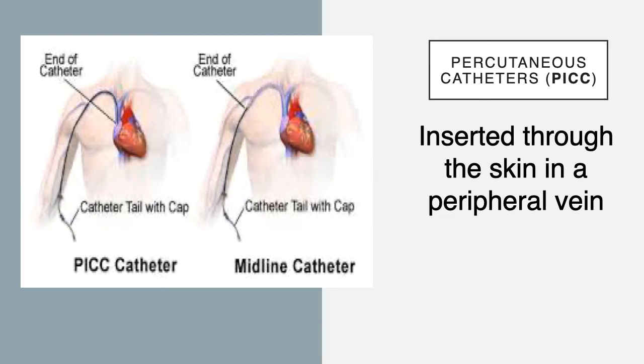A PICC line is inserted through the skin in a peripheral vein. You see, it's right at the brachial area, and it can go pretty high up into the subclavian area as well. PICC lines are often used for long-term IV medication therapy done at home. When doing your PICC line care, remember to measure from the insertion site to the connecting end and document the exposed length. This helps to determine if the catheter has slipped out of position or not.